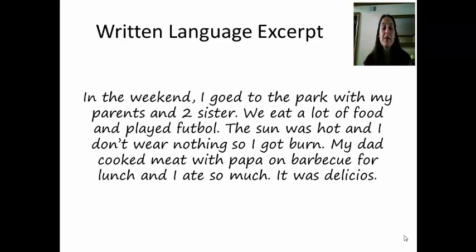So here's an example of a written language excerpt that was written by an English language learner. You will be given an excerpt, and that excerpt will have the letter A, B, C, D, E, F, G, H, or I. I'm going to use this as an example so that I can sort of model to you what you should be doing as you prepare for this project.